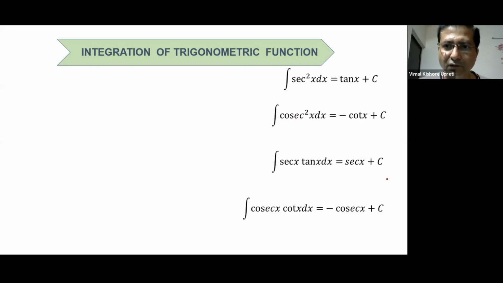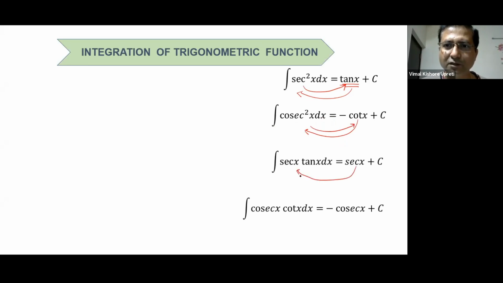Similarly, we have these formulas. We know that the differentiation of tan x is sec square x. That means the integration of sec square x must be tan x. Similarly, the differentiation of cot x is minus cosec square x. So the integration of cosec square x will be minus cot x.